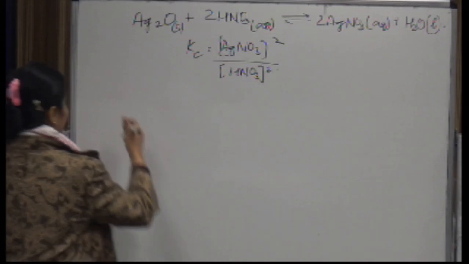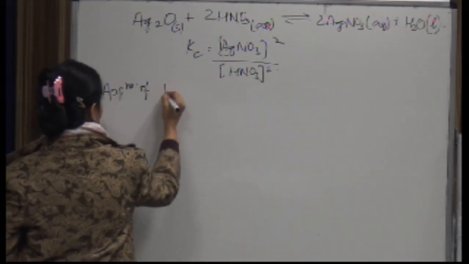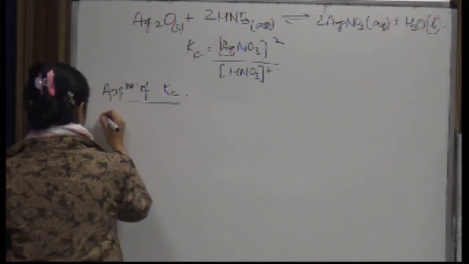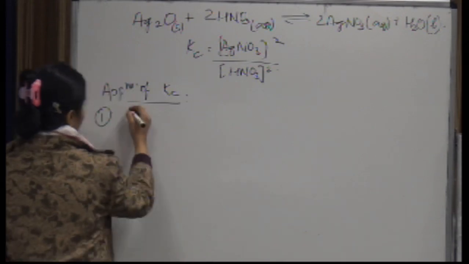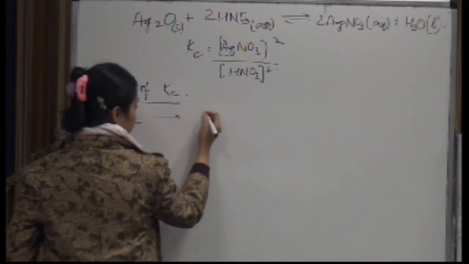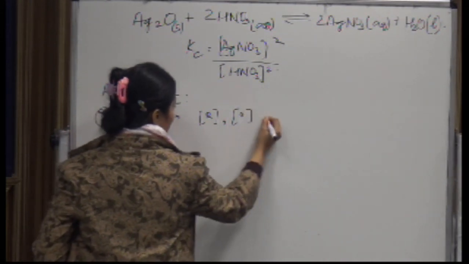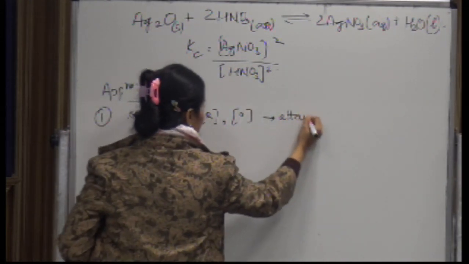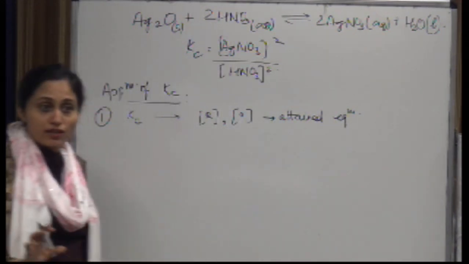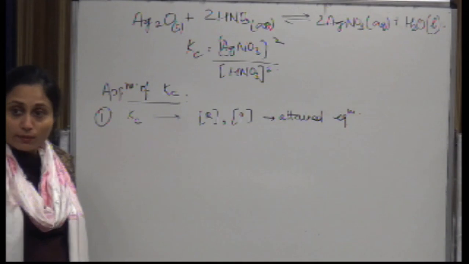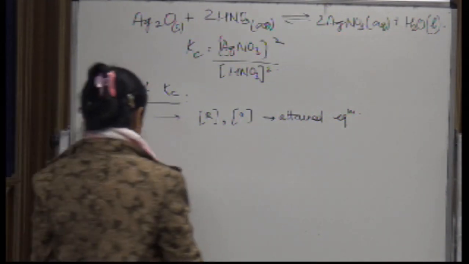So now let's talk about the applications of equilibrium constants. First of all, the equilibrium constant is applicable only for those concentrations of the reactants and products which have attained equilibrium. This I have stated to you: you should have the value of Kc only with the concentrations attained at equilibrium. You will not use any other concentration.